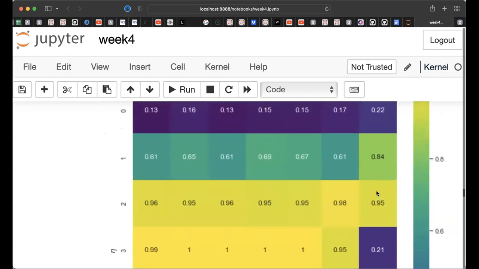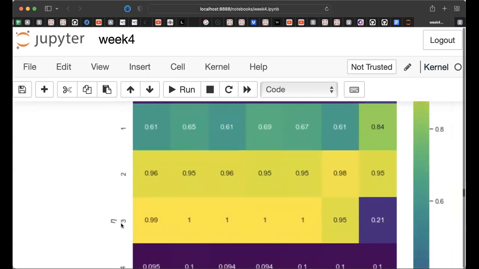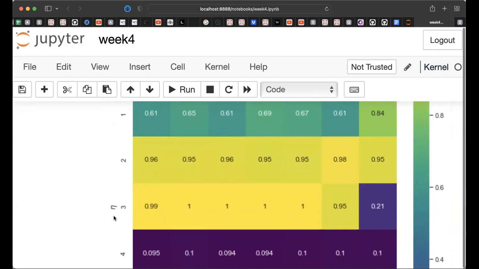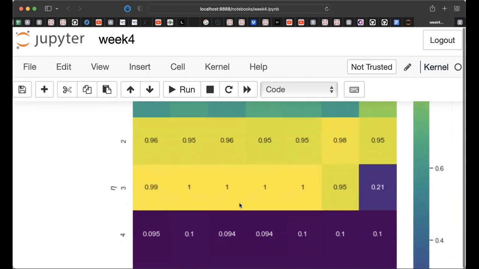So the first value here is 10 to the minus 5, 10 to the minus 4, 10 to the minus 3, and 10 to the minus 2. And you see now that for 10 to the minus 2 and 10 to the minus 3, I'm getting a training accuracy which is pretty good. So here, for 10 to the minus 2, I'm getting a training accuracy which is close to 100% correct classifications.